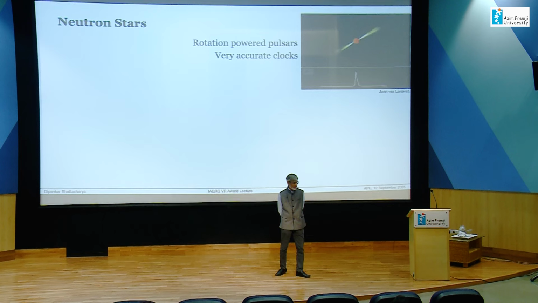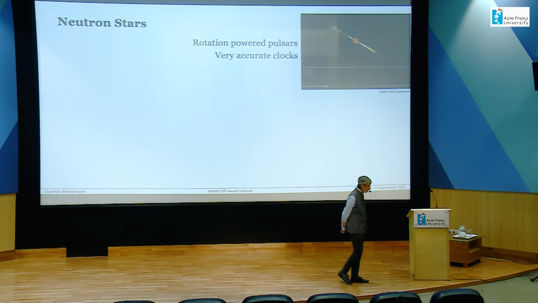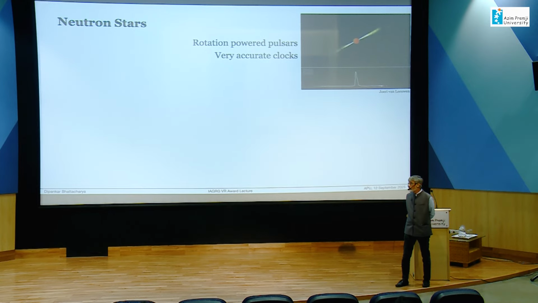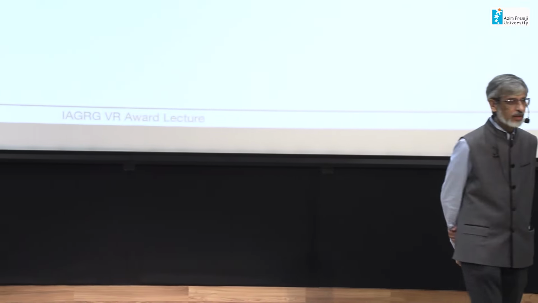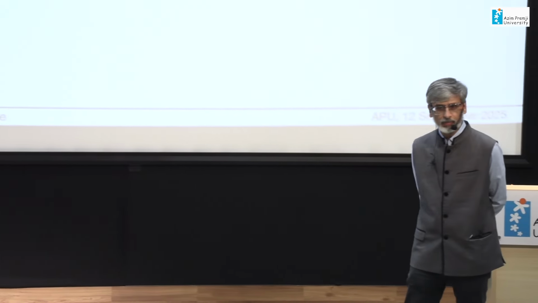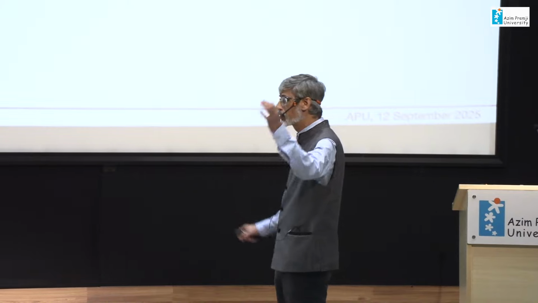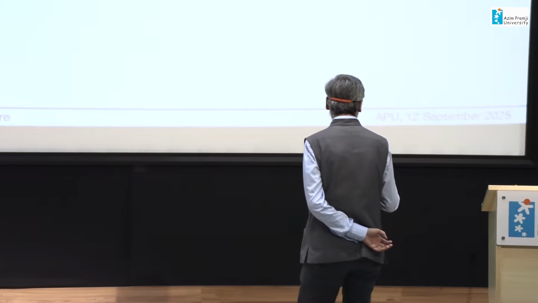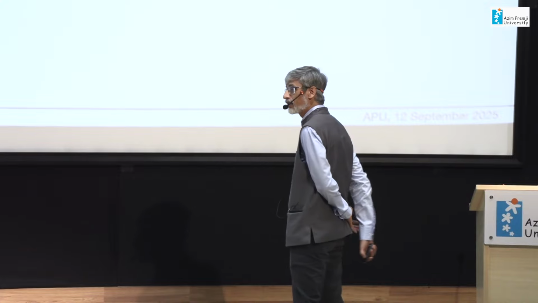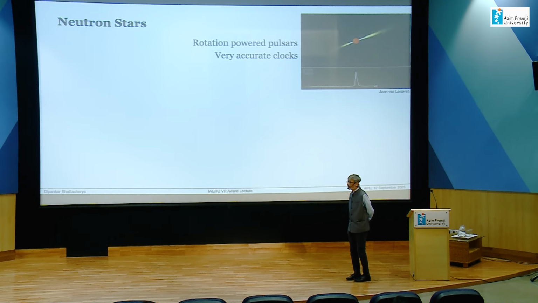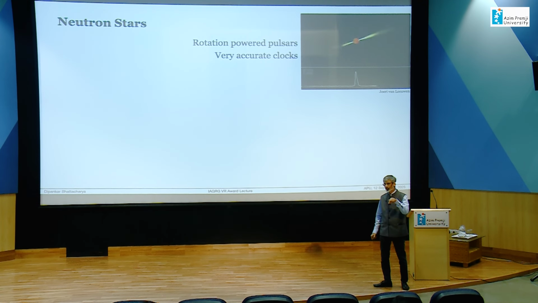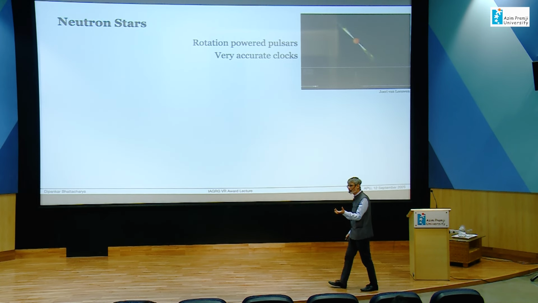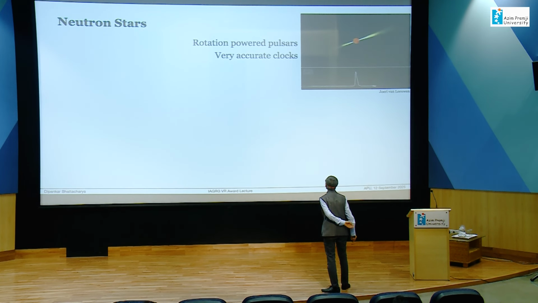So neutron stars are observable primarily in radio wavelengths through this phenomenon called pulses. They are strongly magnetic objects that rotate very fast, so they produce beams of radiation. And every time this beam of radiation crosses our line of sight, you will see a pulse. So every rotation period, you see a pulse. This is a very accurate clock because you are measuring the rotation period of this object.